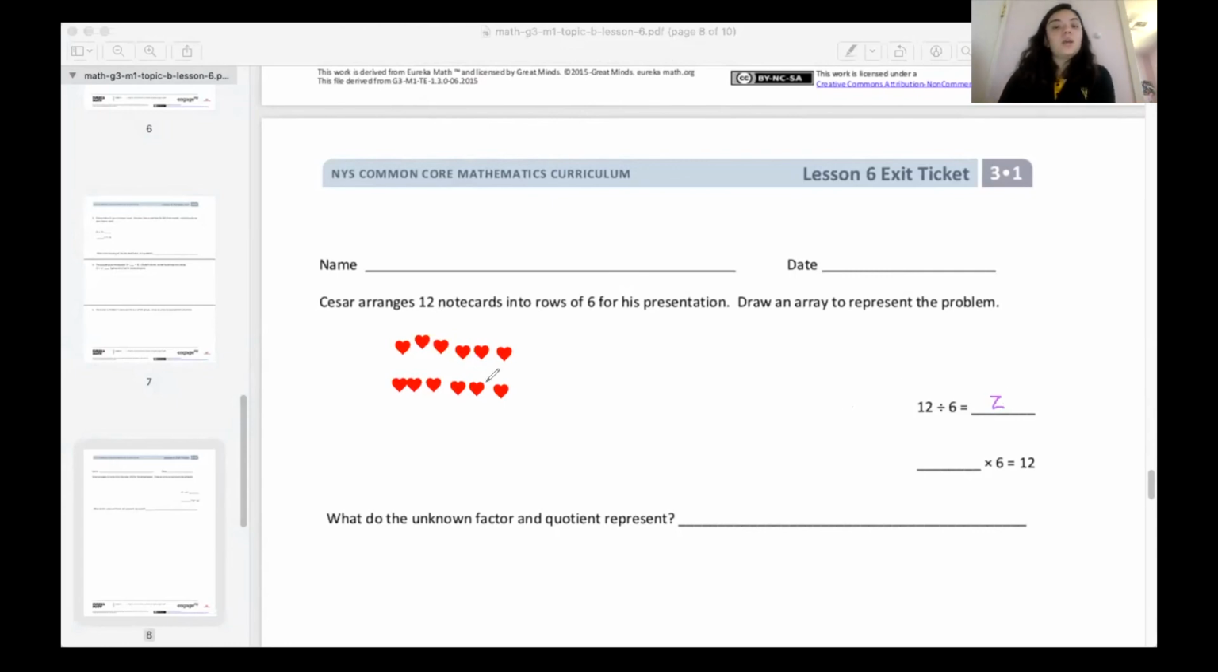I have 6 in each group and I have 2 groups. So I have how many in total? I have 6 and 6. So 2 groups of 6 is equal to 12. And again, we are not worrying about this problem right now, just because I'm going to do another lesson on that later on. So if you want to check that out, go ahead and tune back in.